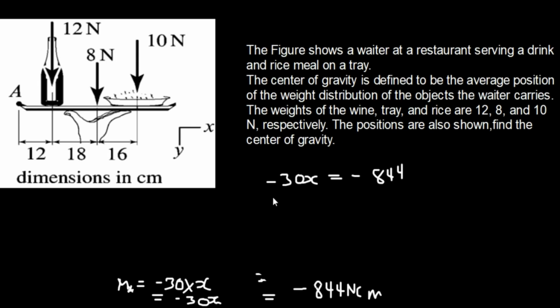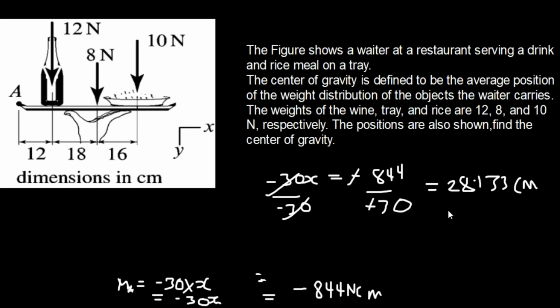Okay, so now divide both sides by minus 30. So this will cancel out. The negatives also cancel out. So at the end, I have 844 divided by 30. And this gives me 28.133 centimeters.